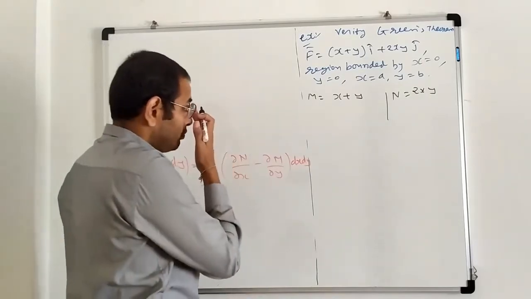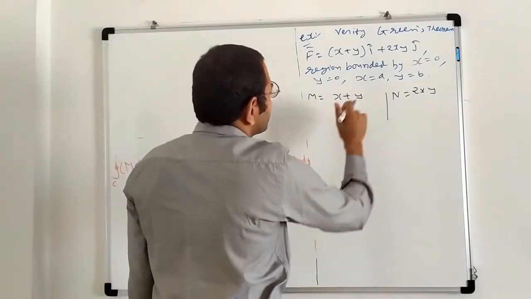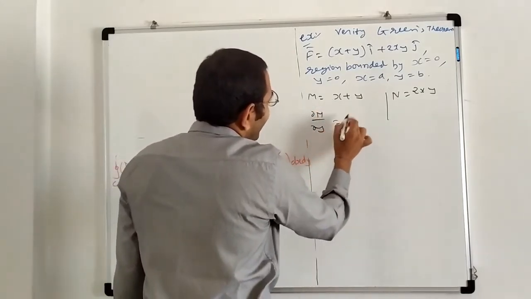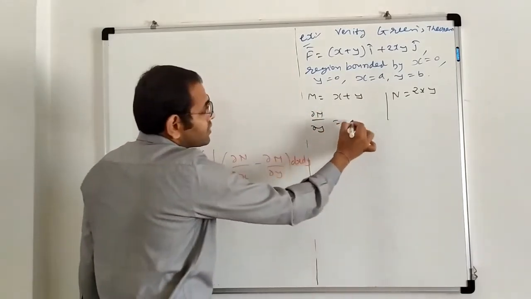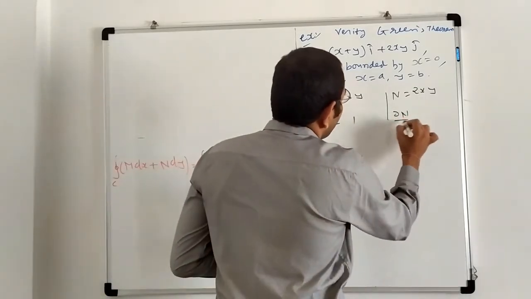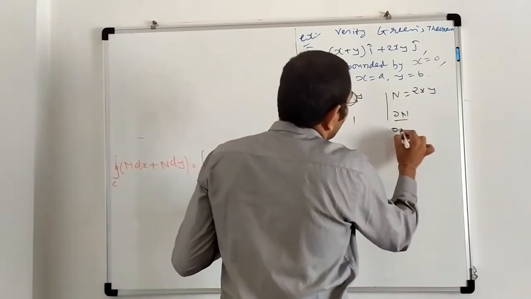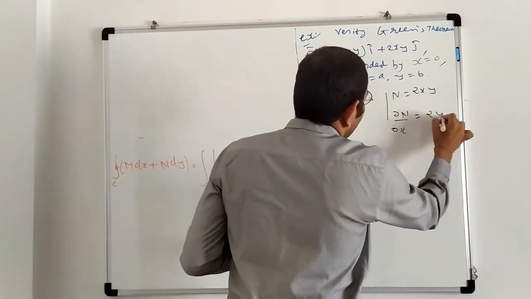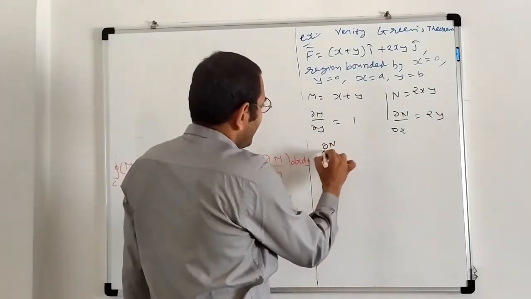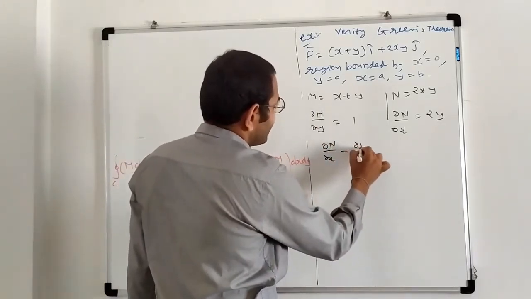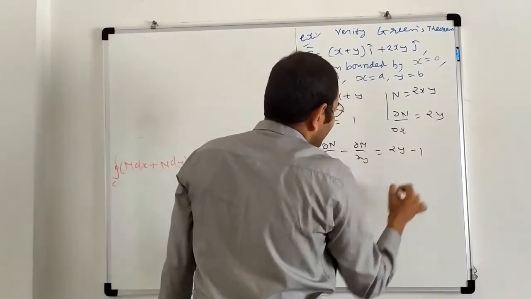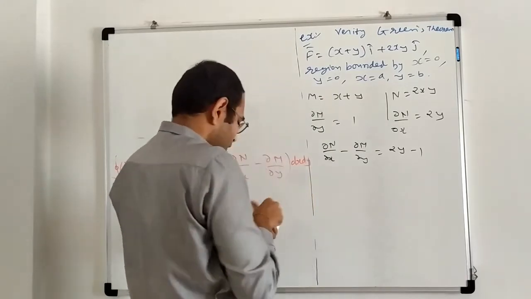Now, the partial derivative of M with respect to y is 1, and the partial derivative of N with respect to x is 2y. Then del N by del x minus del M by del y is 2y minus 1. We require this value.